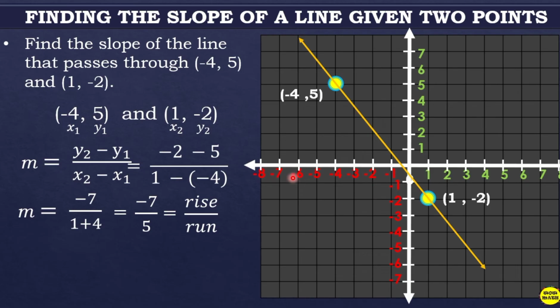Okay. Now, i-check natin. Okay? So, given these two points, okay, yung negative 4, 5, and 1, negative 2, i-check natin. Ang rise niya is 7. So, 1, 2, 3, 4, 5, 6, 7.